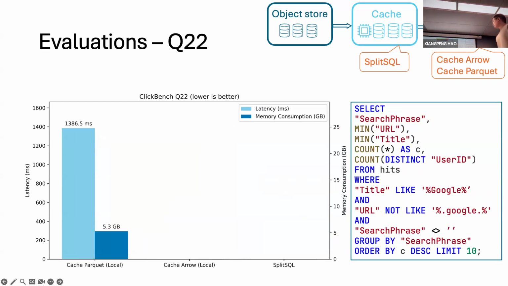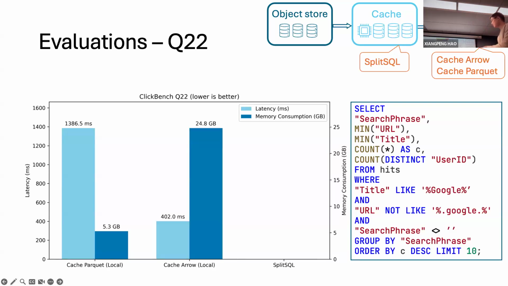And here's another query which is very similar to query 21. Basically we have some computation-intensive work and some scan-intensive work. And here's the result. You have basically the opposite pattern, where you make a different trade-off. You pay more, you get better performance. What we want to achieve is that you pay similar to caching Parquet, and you get similar performance to caching Arrow, which is great.